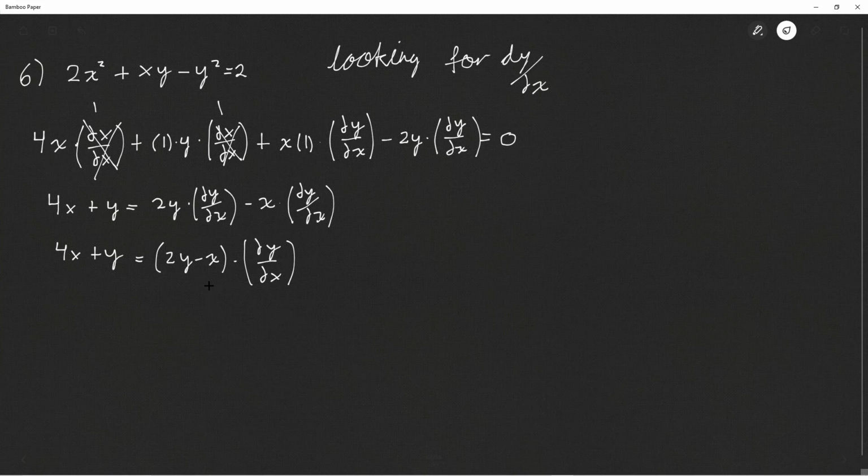And now our final step to simplify it is by dividing both sides by 2y minus x, so that we get dy over dx by itself. So this will become (4x plus y) divided by (2y minus x) is equal to dy over dx.